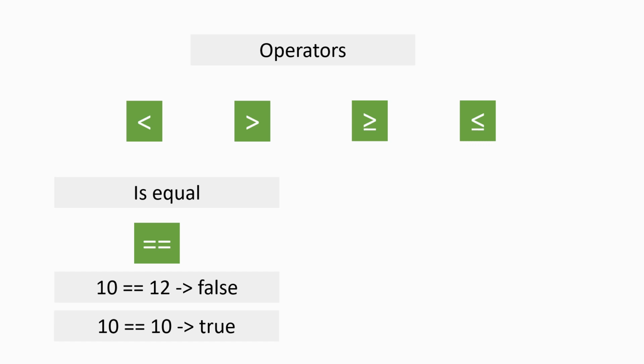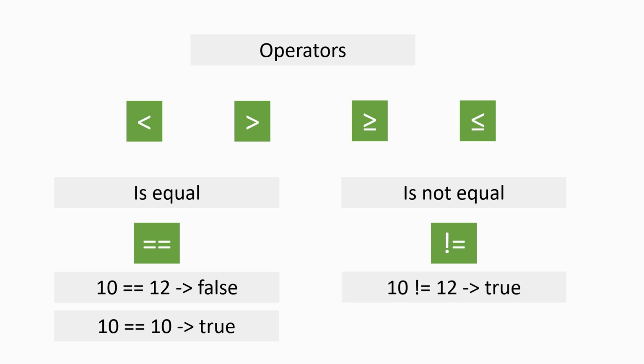Another heavily used operator is the not equal operator, which is written as an exclamation mark and an equal sign, like this. So 10 is not equal to 12 is true, because 10 is not equal to 12, and 10 is not equal to 10 is false, because they are equal. And once again, you can use variables as operands. I suggest you play with this a bit, and I will see you in the next video.